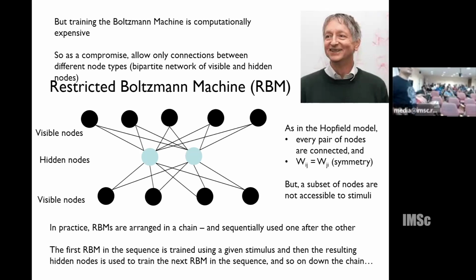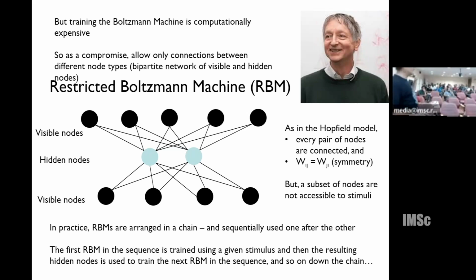And so in 2005 or 6, Hinton came up with this idea of the restricted Boltzmann machine, where he basically turned it into a bipartite network. So he said that, okay, there are no links between the visible nodes, no link between the hidden nodes. All links are between hidden nodes and visible nodes.